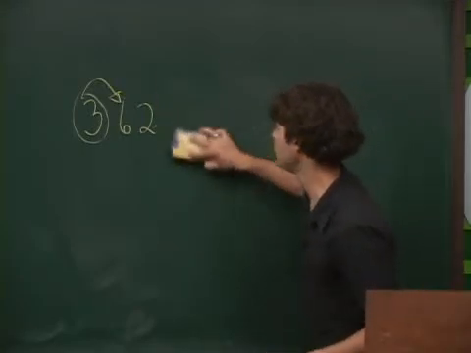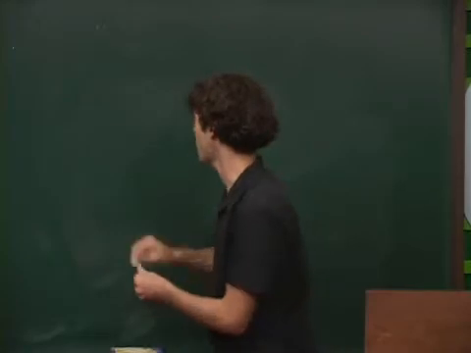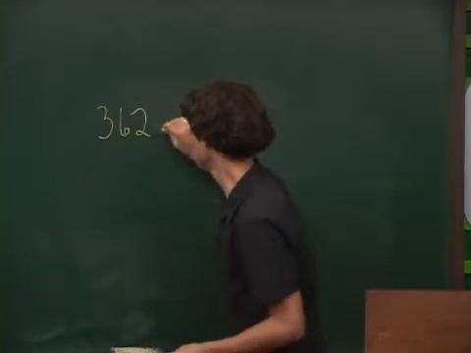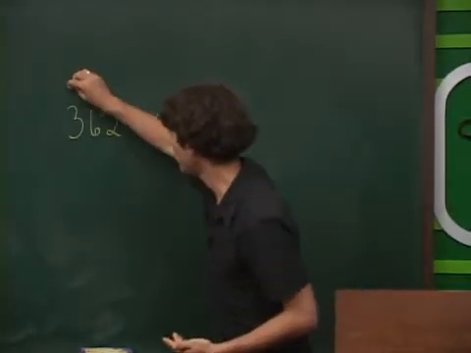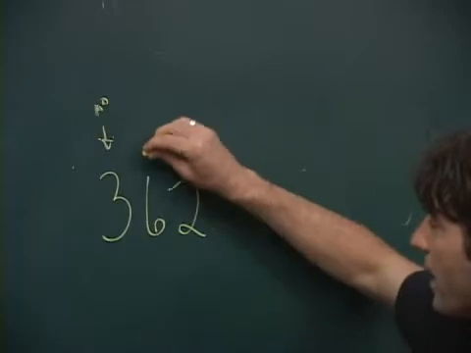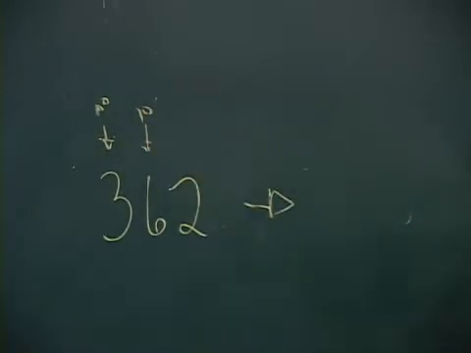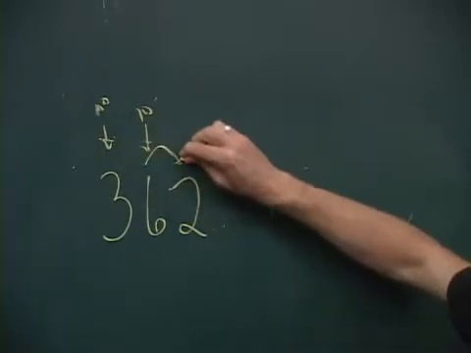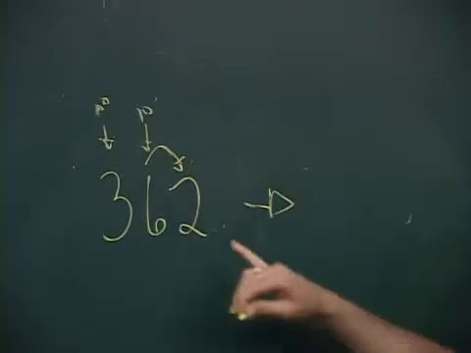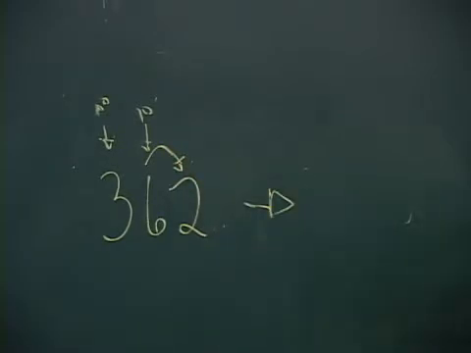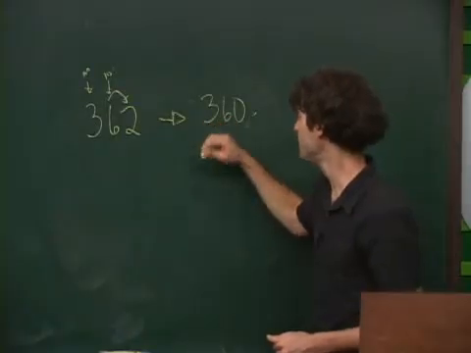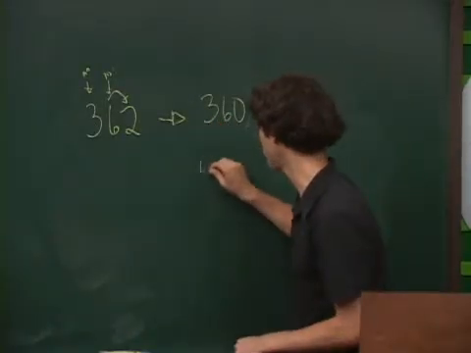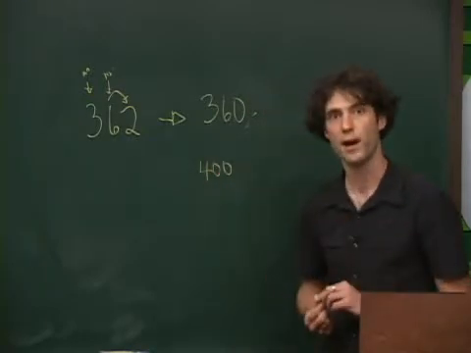But if I would have asked you with the same number to round it to the nearest 10, instead of looking at the hundreds column, you will look at the tens column. Now, you look at the tens column and you look at the number on the right, and you see that it's a 2. It is less than 5. So this will stay a 6, and it will be 360. This is the nearest 10. And we saw earlier that 400 is the nearest 100.